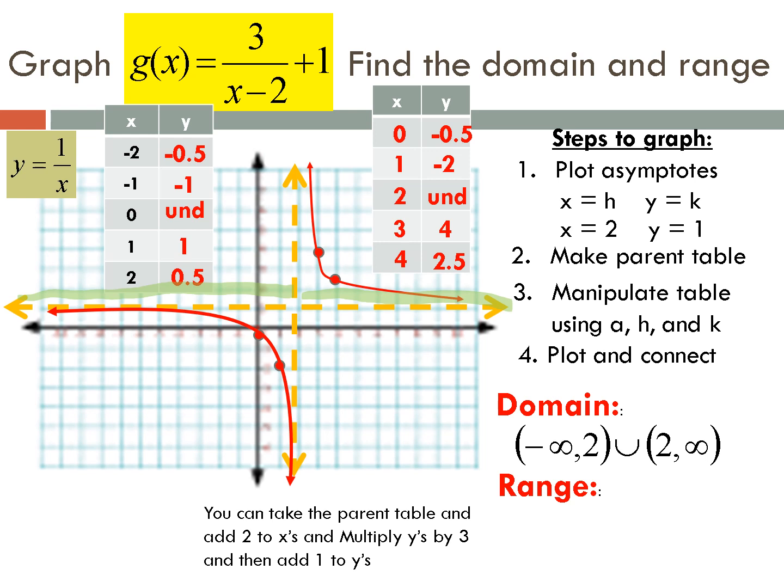All right, and then let's talk about the horizontal asymptote and the range. So if you remember, the range is negative infinity to k union k to infinity, or negative infinity to the horizontal asymptote union horizontal asymptote to positive infinity. So negative infinity to 1, union 1 to infinity. And that's how we come up with our range.